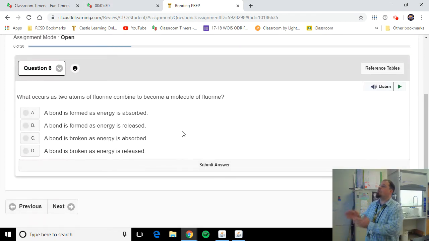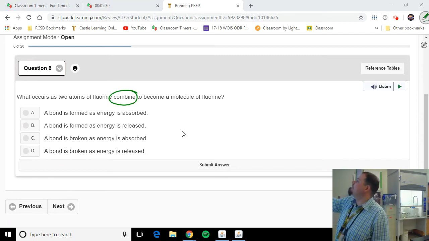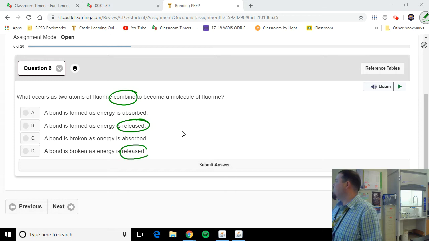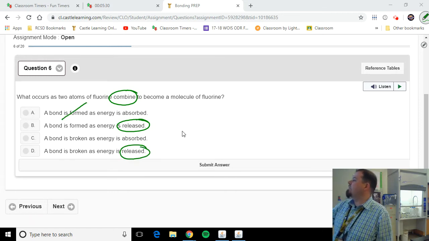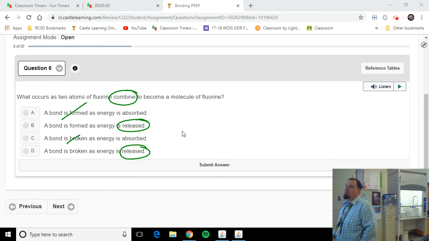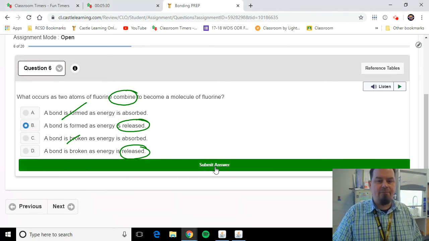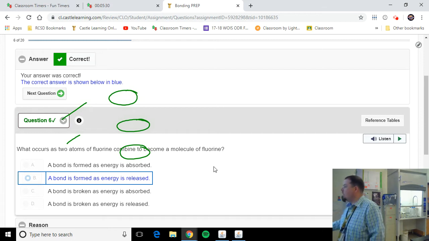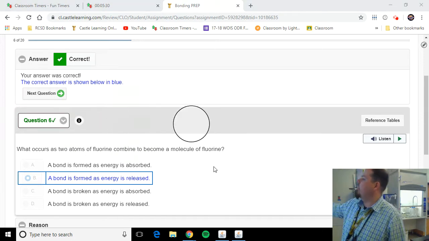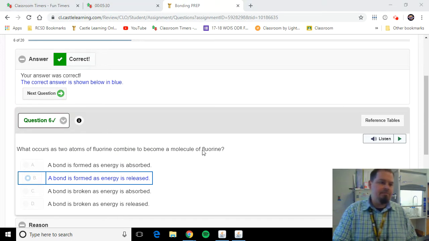Okay, what occurs when 2 atoms of fluorine combine? Well, combined means I'm making a molecule, or I'm bonding. So every time I bond, I know energy is released. So right off the bat, I can get rid of this and this because energy is not being absorbed. That's breaking bonds. And then which one says I formed a bond? Well, B says I formed a bond, energy is being released. That is right from the very first bell work of the unit about making bonds and overall energy. Why do we even bond?